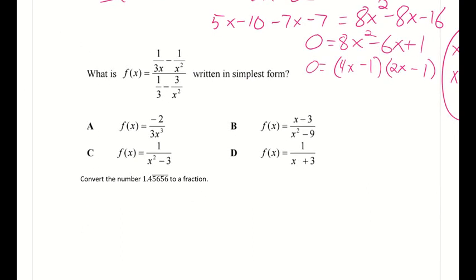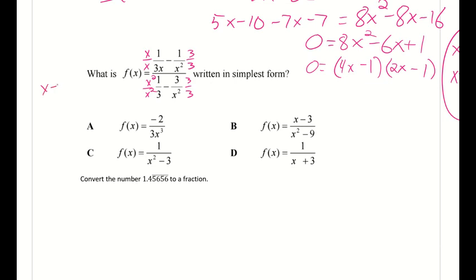With something like this, we need to find a common denominator in the numerator and a common denominator in the denominator. So we need to multiply this term by x divided by x and this by 3 divided by 3. Here we need an x squared divided by x squared and multiplied by 3 divided by 3, because in both our numerator and denominator, our common denominator is going to be 3x squared.